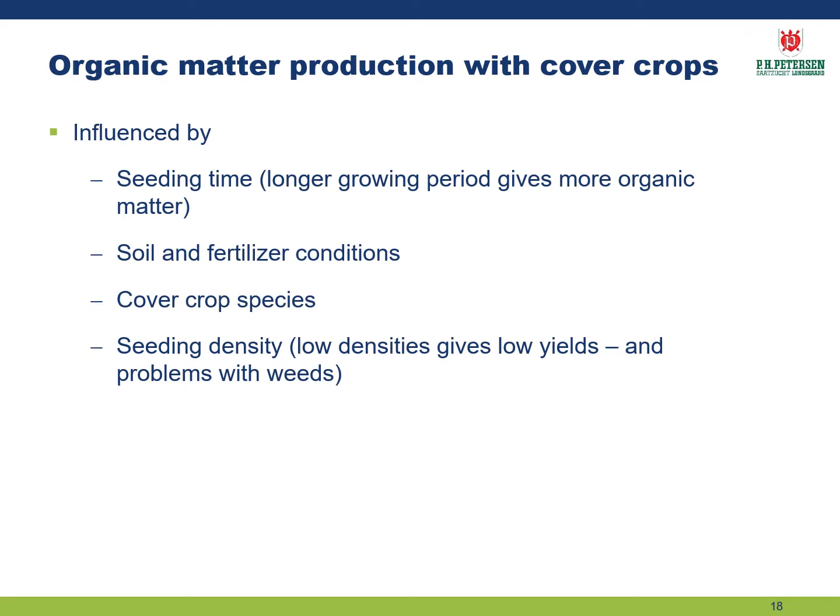So we see organic matter production with cover crop is influenced by seeding time. A longer growing period gives more organic matter. Also soil and fertilizer conditions in the field, cover crop species, and seeding density matter. Low densities give low yields and problems with weeds. But there's also a variety effect in soil covering, and that is what we are breeding for.